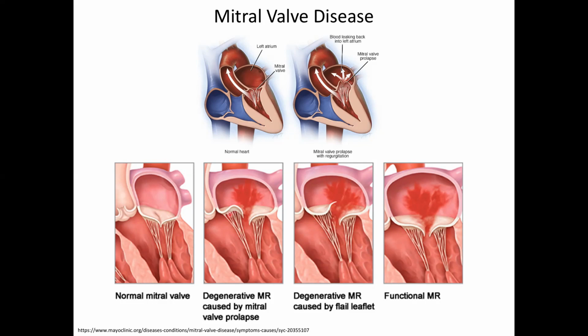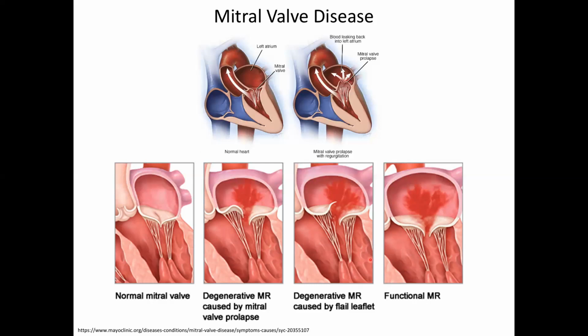Another degenerative disease is when the entire valve prolapses, and that's what's shown here: the whole valve surface and the leaflets themselves stretch and the whole thing prolapses back up, and it causes poor coaptation here, and you get a jet through the middle.